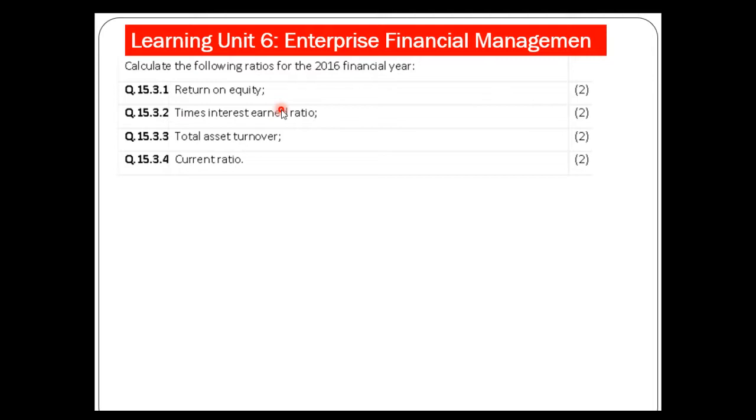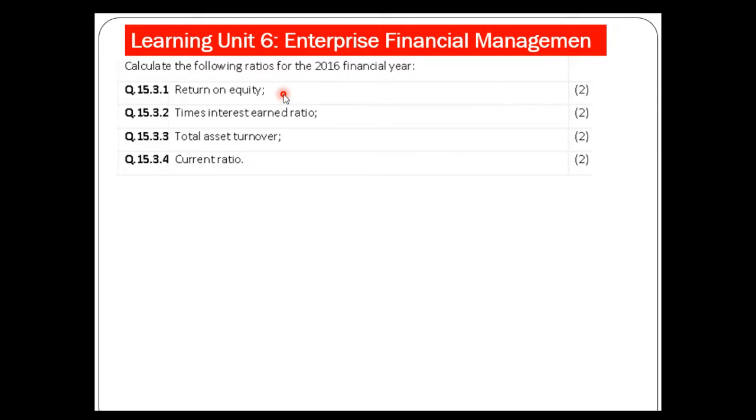What is the formula for return on equity? It is the net profit after tax. Remember, the net profit after tax is the same as the final profit that you have under the statement of comprehensive income. And you must divide it by what? By the total equity. So it is important for us to know how much is the total equity and how much is the net profit after tax.